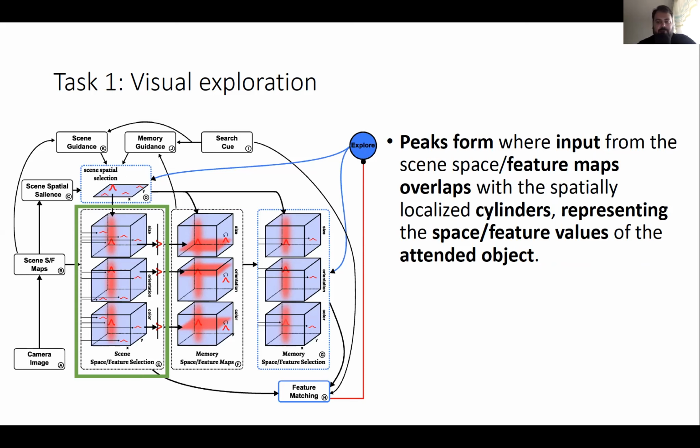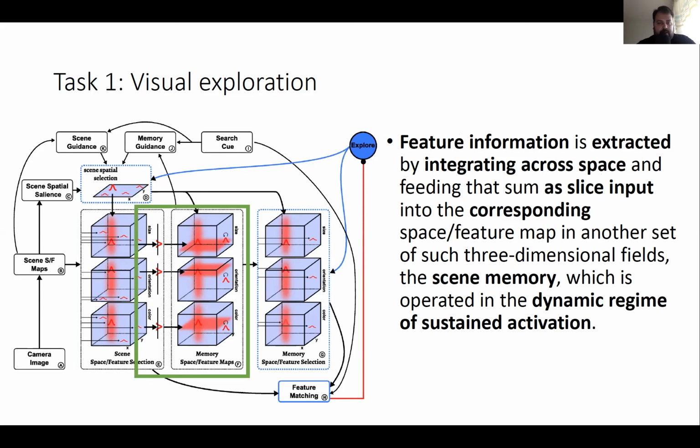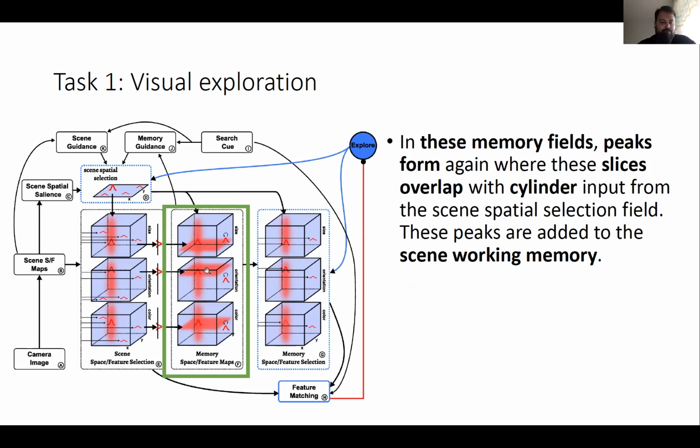Peaks form where inputs from the scene space feature maps overlap with these spatially localized cylinders representing the features at the values at the attended object location. This information can then be extracted by integrating across the space so that we get only the feature information, and this can then serve as a slice input to the corresponding memory space feature maps, which is in the regime of sustained activation so that it can work as scene working memory.